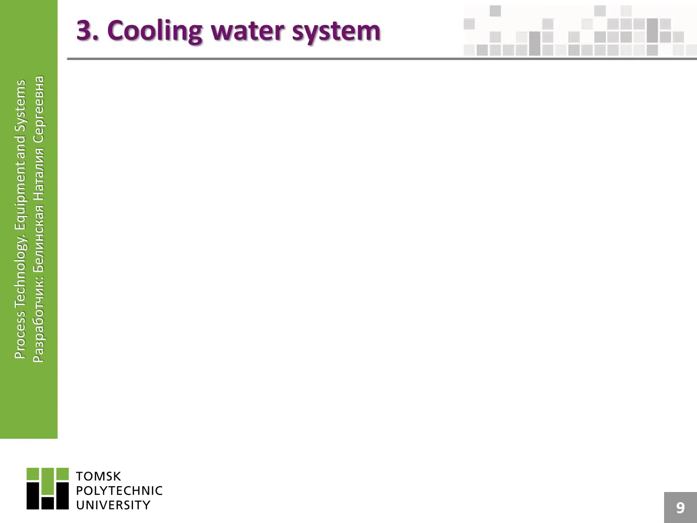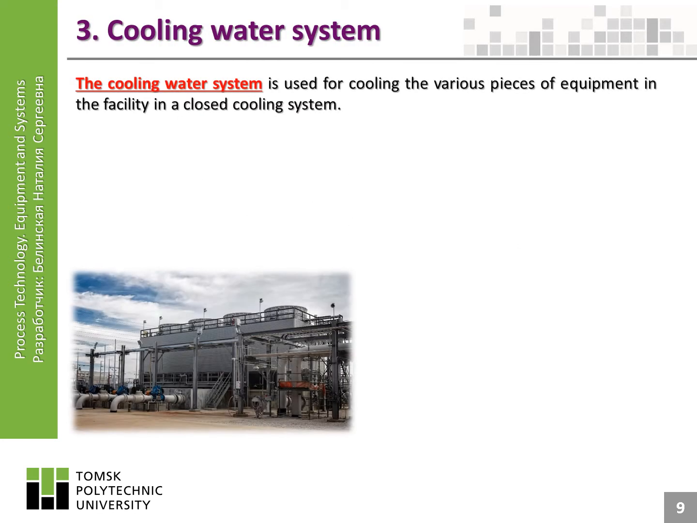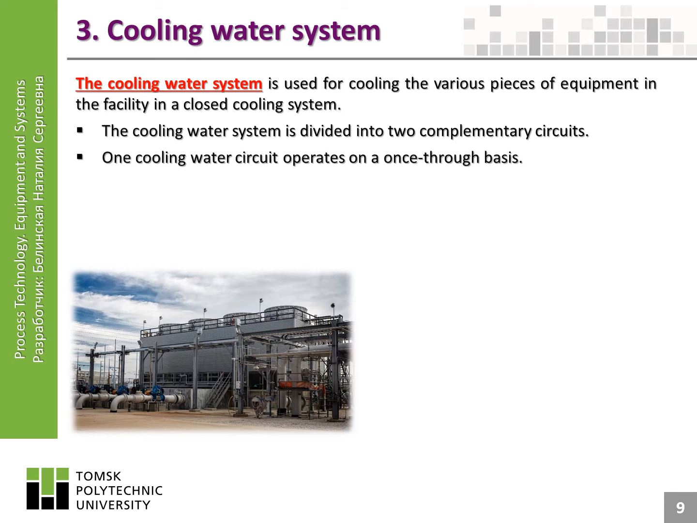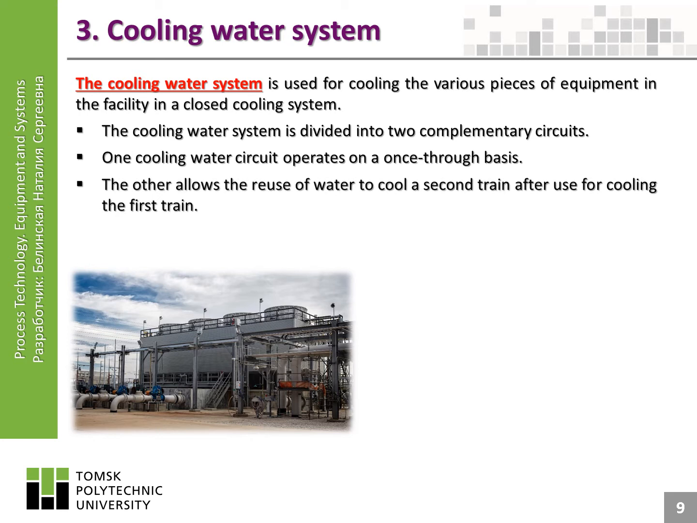Cooling water system. The cooling water system is used for cooling the various pieces of equipment in the facility in a closed cooling system. The cooling water system is divided into two complementary circuits. One cooling water circuit operates on a once-through basis. The other allows the reuse of water to cool a second train after use for cooling the first train.